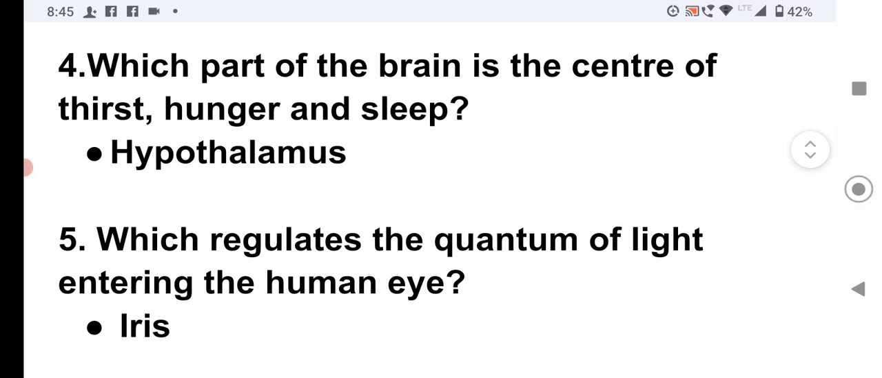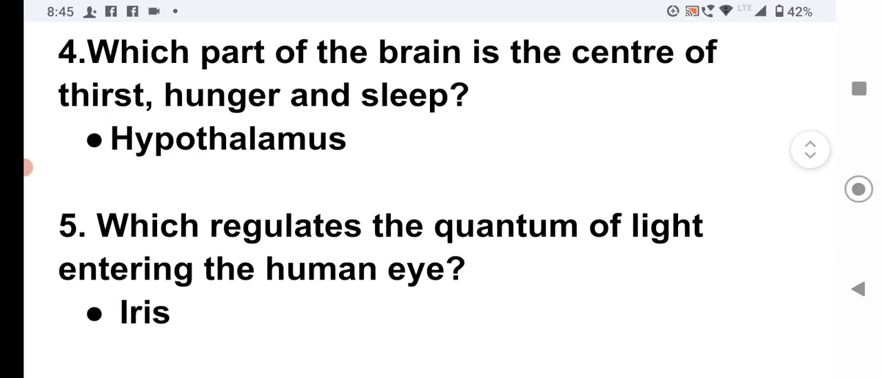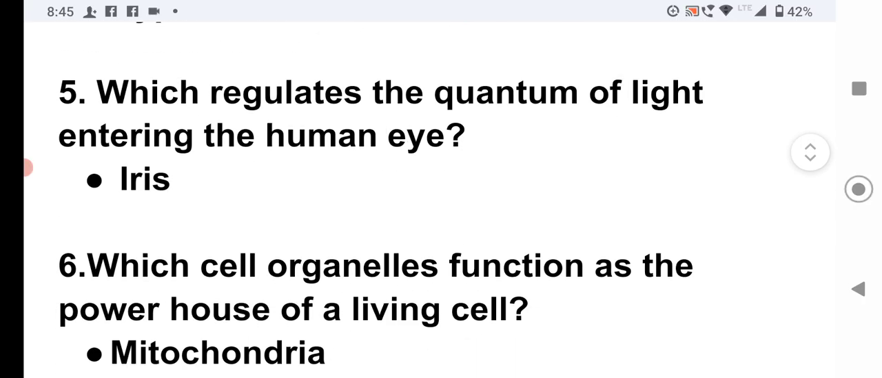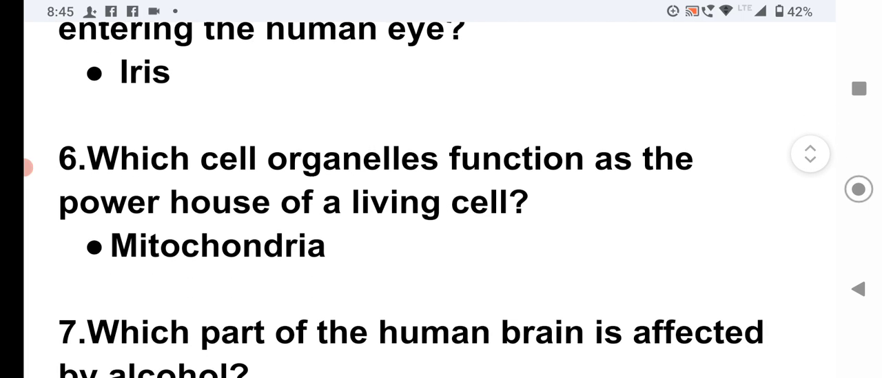Question number 5: which regulates the quantum of light entering the human eye? Iris is the part of the eye which regulates the quantum of light entering the human eye. Question number 6: which cell organelle functions as the powerhouse of a living cell? Mitochondria is the cell organelle which functions as the powerhouse of a living cell.